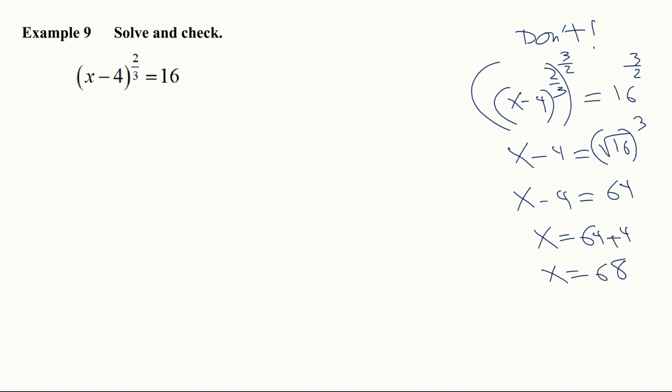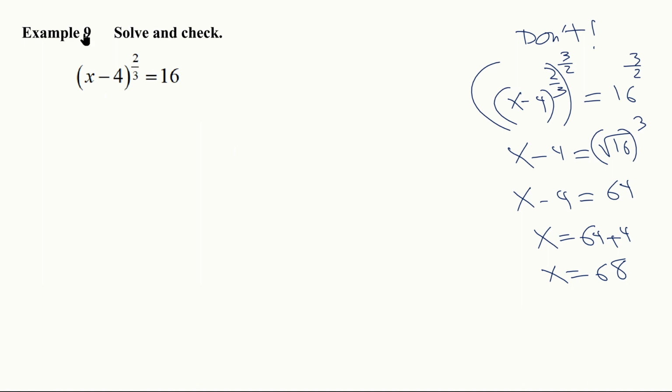Now, as you're going to find, it's very easy to see that 68 actually will work as a solution. 68 minus 4 is 64. The cube root of 64 is 4, squared gives you 16. However, the problem is you will lose a solution if you do it this way. Okay, so here's the proper way of approaching this.